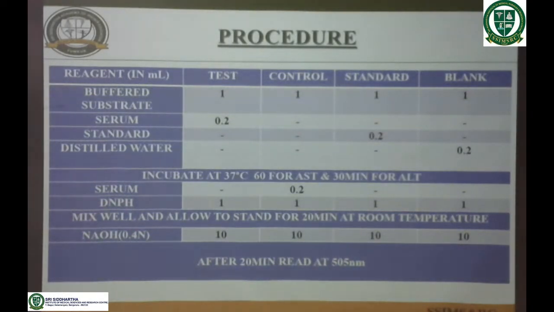We have to take 4 test tubes, and to all 4 test tubes you have to add buffer solution around 1 ml. When it comes to the serum, you have to add 0.2 ml of serum sample to the test tube, and for the standard you have to add 0.2 ml. For the control and the blank you should not add any sample. Next, add distilled water around 0.2 ml for the blank.